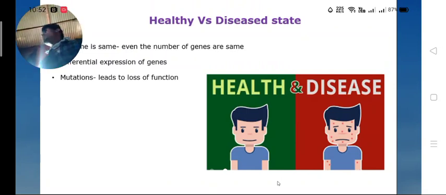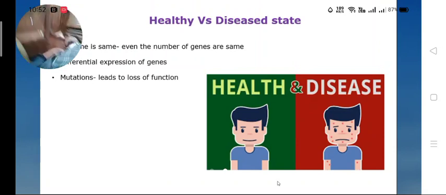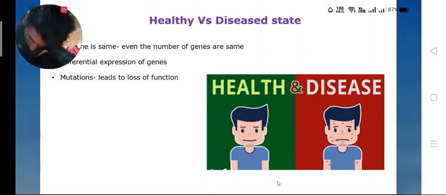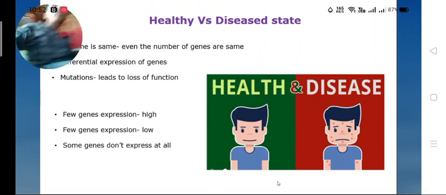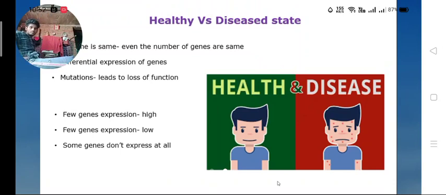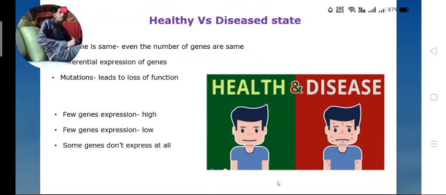Right? So when we want to study a disease, we always compare with the healthy state. As compared to the healthy state, what happened in the disease state? When we determine the level of expression of different genes, we find that there are certain genes whose expression is very high in disease condition. There are certain genes whose expression goes down, right? And there are genes that are not expressed at all in disease condition. So this is just because of differential expression of genes. Gene expression varies between disease and healthy conditions.